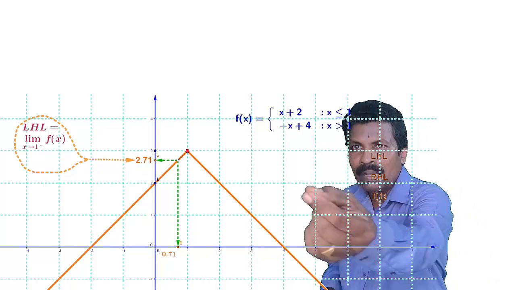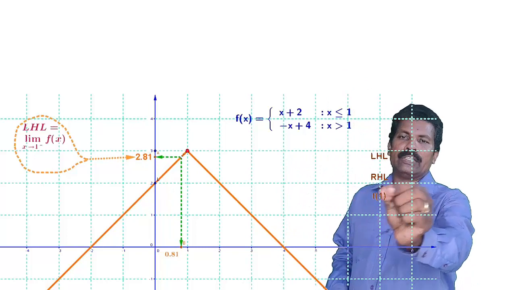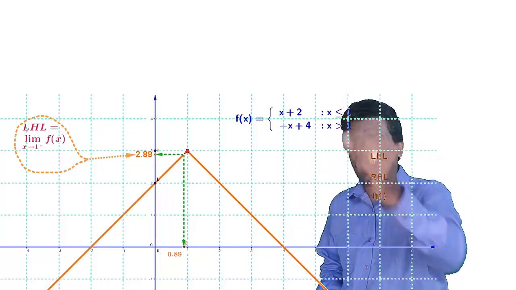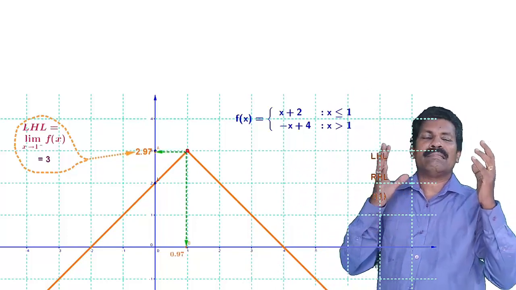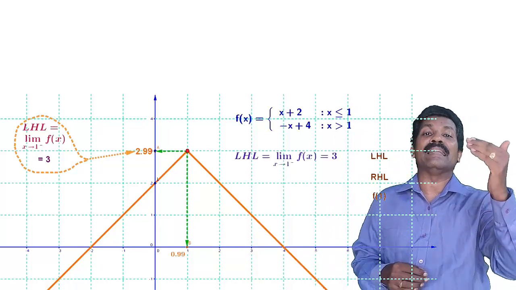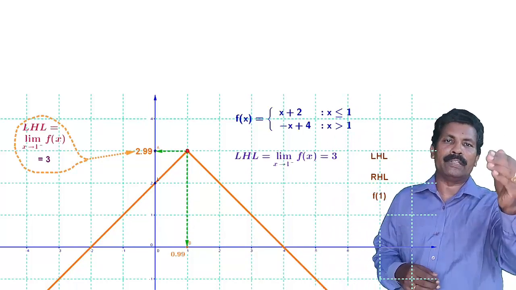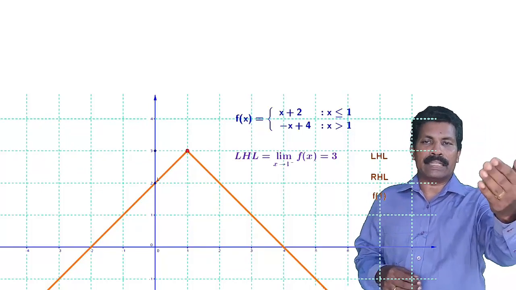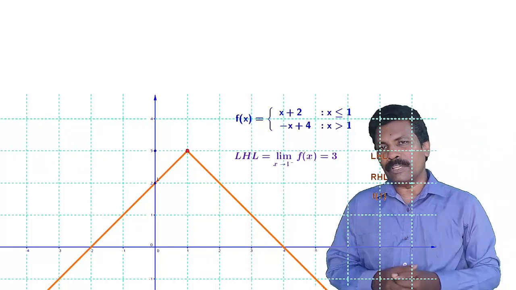X is approaching 1, f(x) is becoming 3. So the tending value of f(x) is 3 here. So we can speak of the left hand limit, that is LHL is equal to limit x tends to 1 minus f(x) is 3. Now what about the right hand limit?